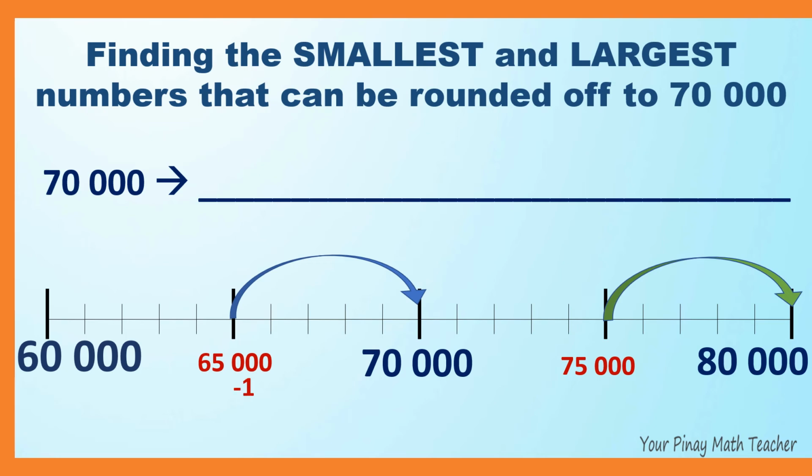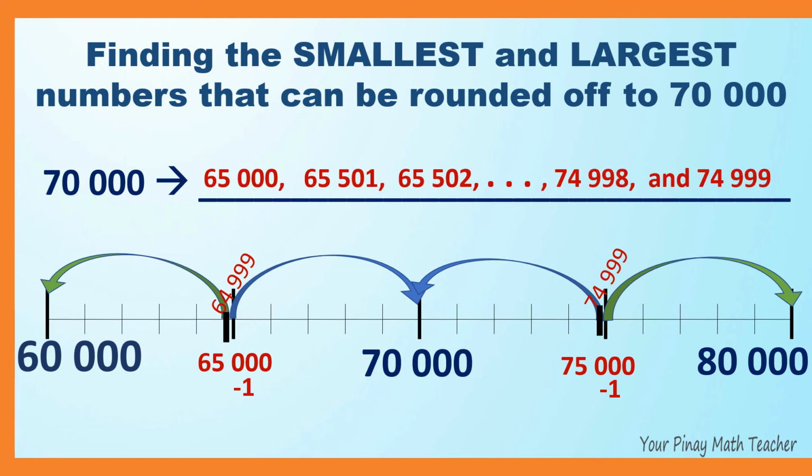So if we subtract 1 from 65,000, we get 64,999. This must be rounded off to 60,000. We also got 74,999 if we take 1 from 75,000. Since it does not reach the middle, it has to be rounded off to 70,000. So the numbers that can be rounded off to 70,000 start from 65,000 up to 74,999. The smallest is 65,000 and the largest is 74,999.